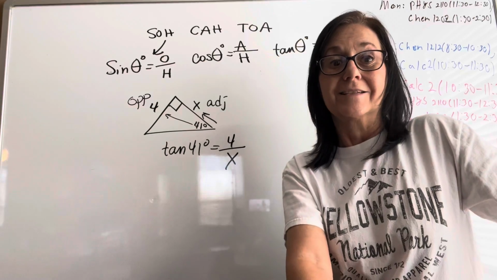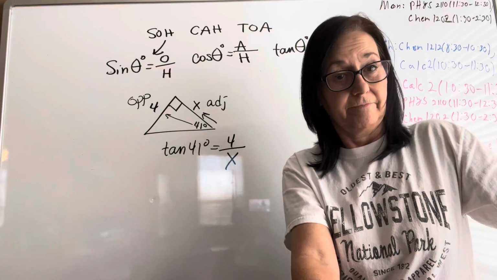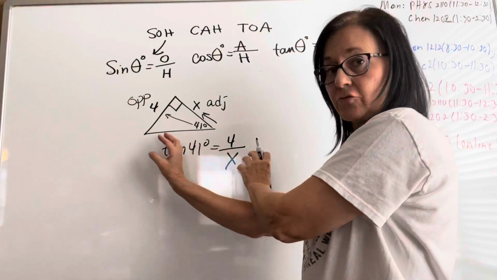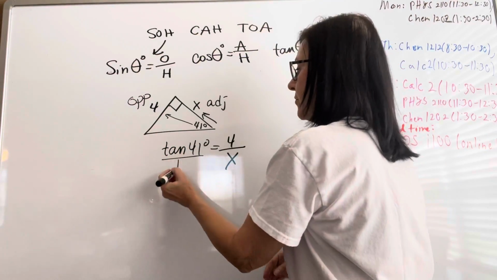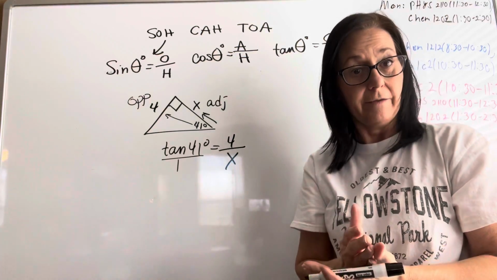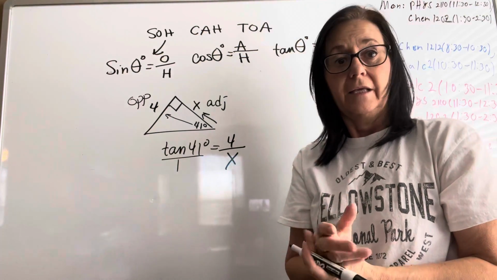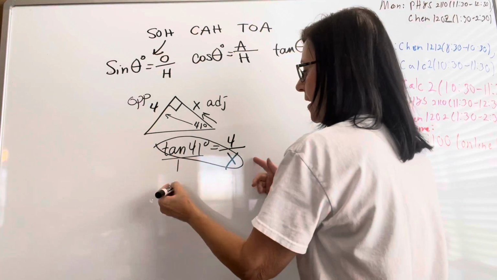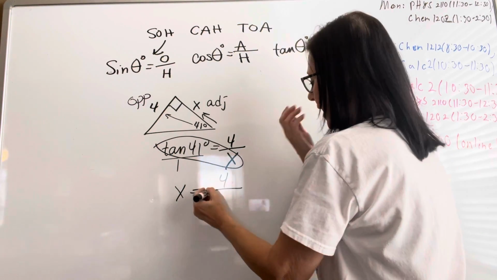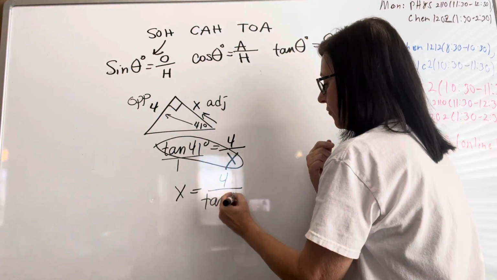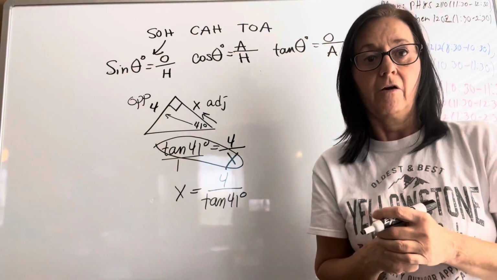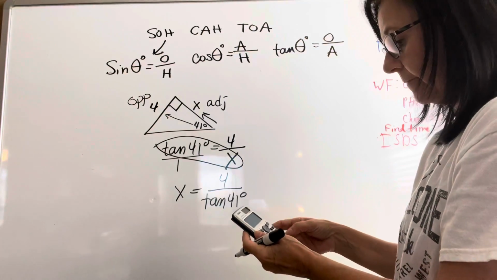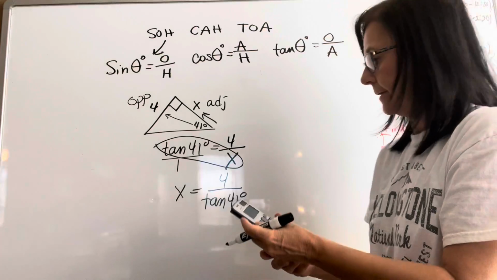Okay, now, this is when I told you swapping your extremes was going to be a deal. We can swap our extremes. This is as though it is over 1. Anything over 1 is just itself. I can swap these two values by moving the x over here and putting the tan of 41 degrees over here, so that the value of x is 4 divided by the tan of 41.